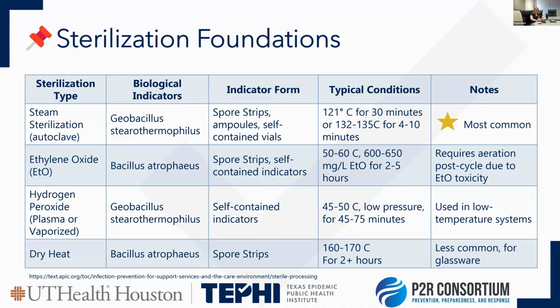As I just talked about the biological indicator, there are two main bacteria types that we use in sterilization. We have our Geobacillus stearothermophilus and our Bacillus atrophaeus of different types. And as you can see here on this nice condensed chart, the different types of sterilization require different bacteria. The indicator forms can be done differently, and then also the typical conditions are changed. So make sure that you know what specific type of sterilization you do in your facility, what conditions are required, and if they're being met.